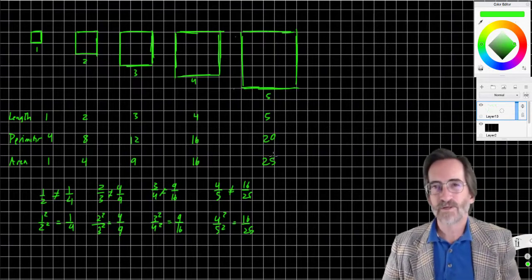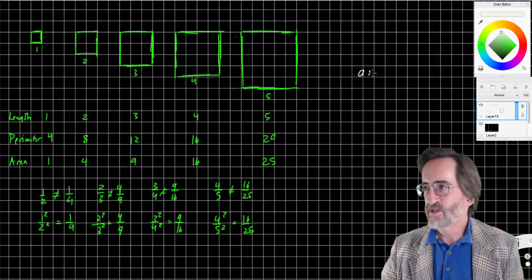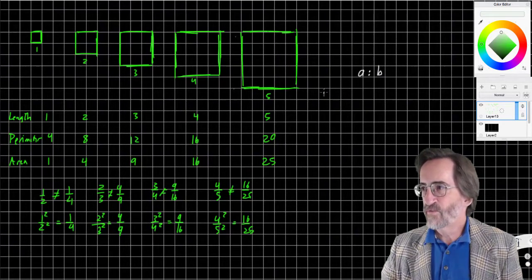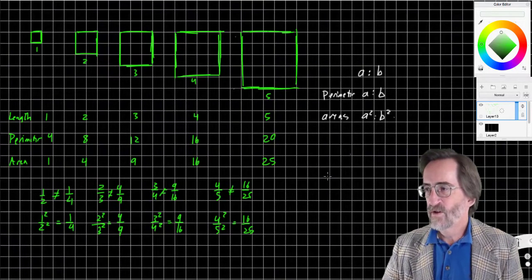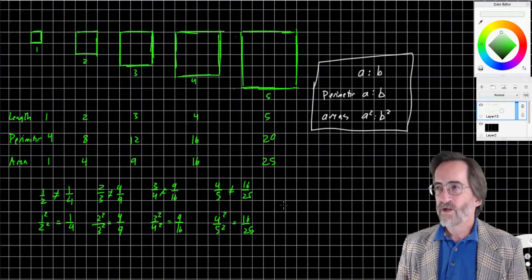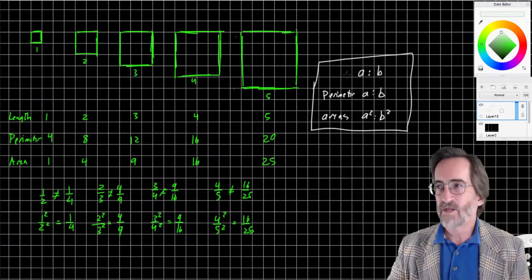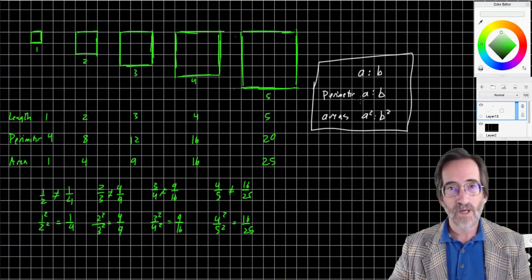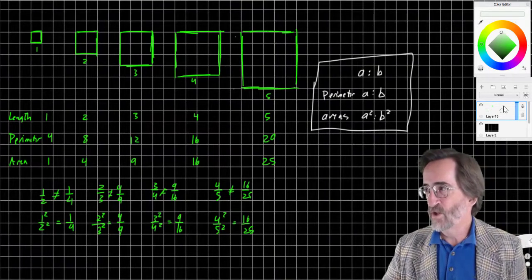So here's just a summary of what we're finding here. If the ratio between two similar figures is A to B, then the ratio of the perimeters is also A to B. But the ratio of areas is A squared to B squared. That's in summary what we've discovered. Let me show you how that's going to be used in problems.